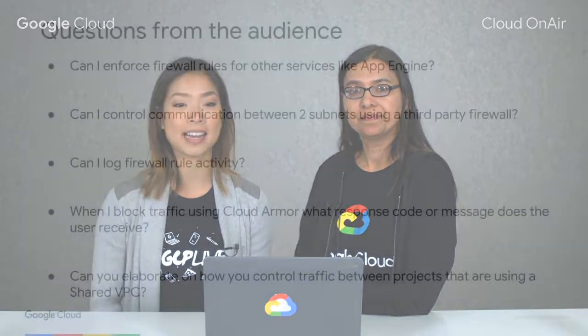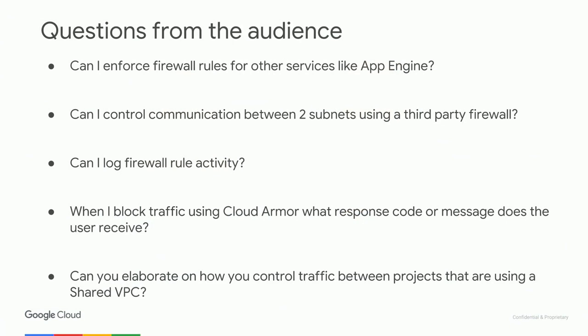Okay, great. And the next question is, can I control communication between two subnets using a third-party firewall? So this is a good question. When you say two subnets within a VPC, when you create subnets, these are local subnets, and there will always be a local route generated for that. So if I want to go from subnet 1 to subnet 2 within the same VPC, it's going to be the locally generated route.